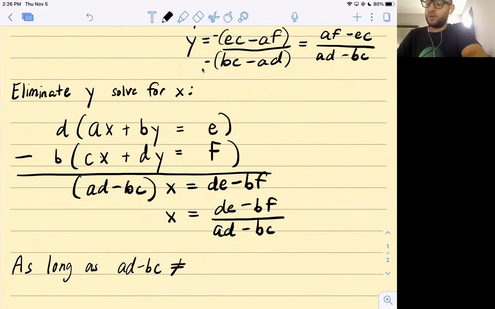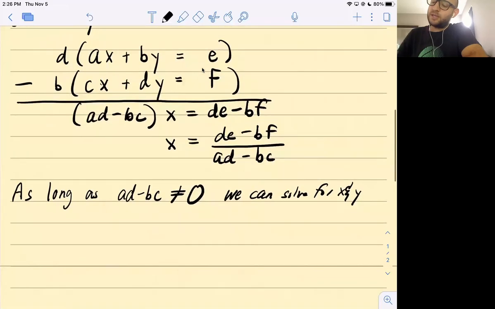Yeah, we don't want it to be 0. Perfect. So as long as it's not 0, we can use this formula. We can solve for x and y.